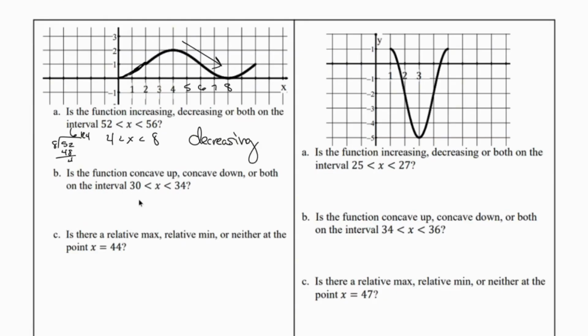Is the function concave up, concave down, or both on 30 to 34? So 8 goes into 30 three times. 3 times 8 is 24. Remainder of 6. So your 6. And then 4 units later is going to be 10. So from 6 to 10 is this guy. 6 to 10 appears to be concave up.